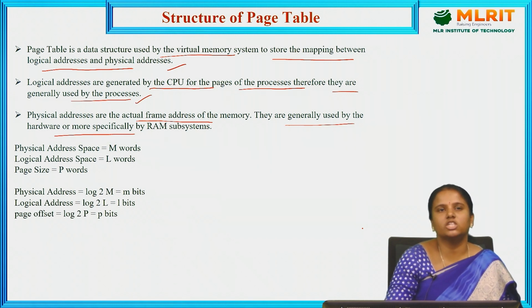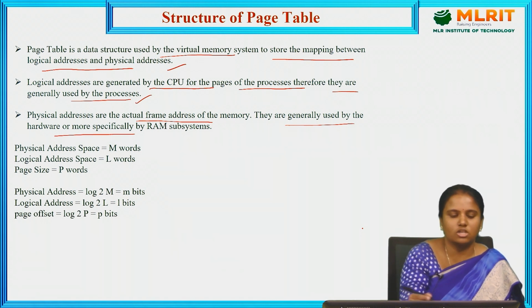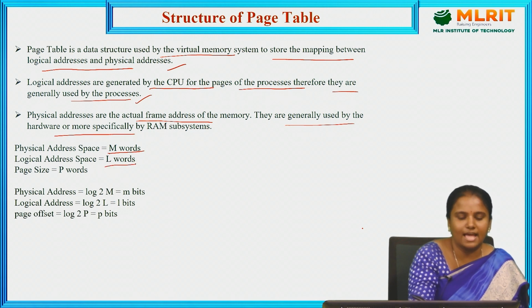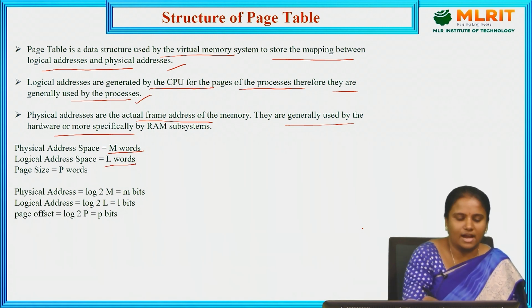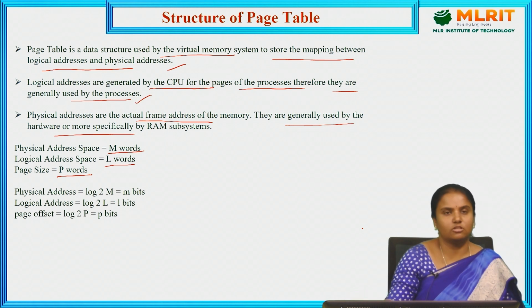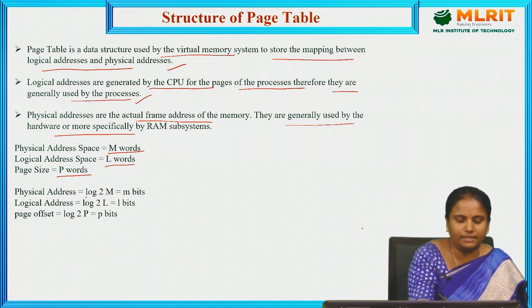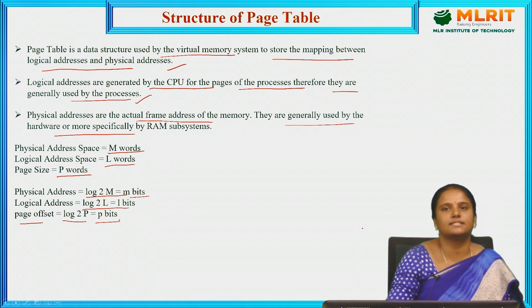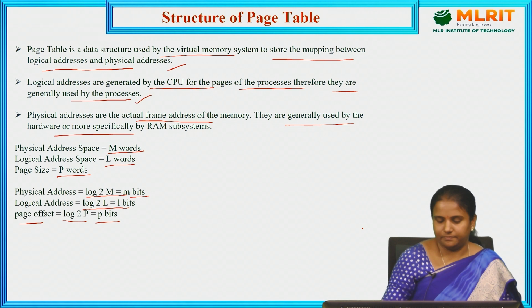So, how is the logical address space used? Logical address space has M words, and the physical address space has L words. For page size, we are taking P words. So, log 2 of M is M bits, log 2 of L is L bits, and the page offset is log 2 of P, which is P bits. So, M bits, L bits, P bits. These are about the logical address, physical address and page offset.